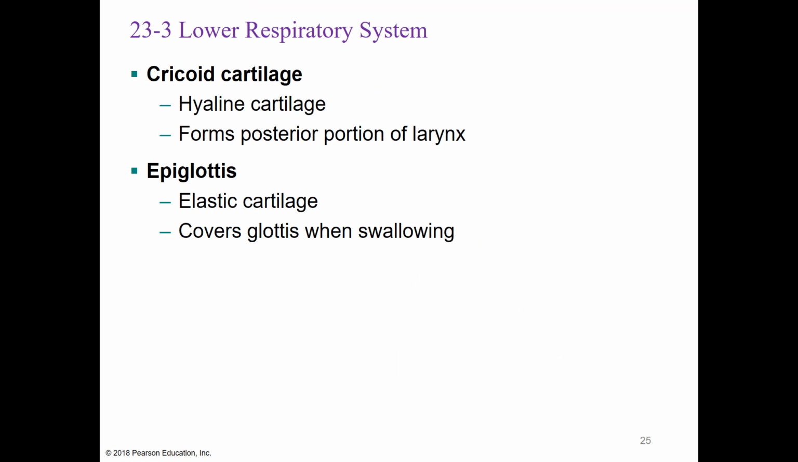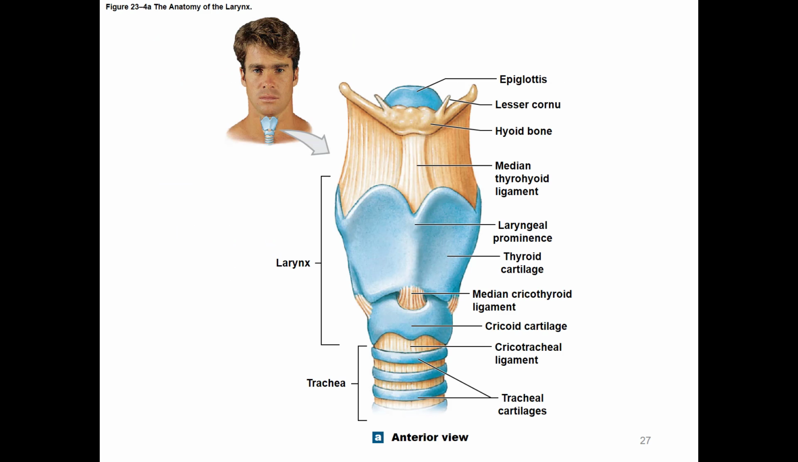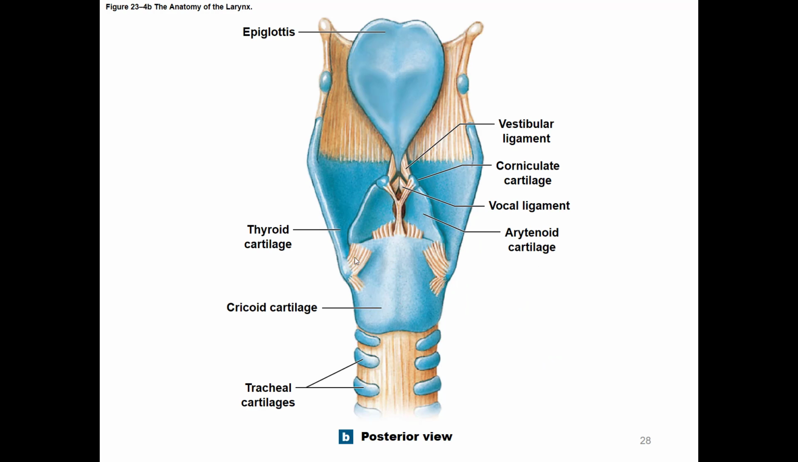Okay, and then we've got the cricoid cartilage, which is also hyaline. And it's going to form the posterior or the lowermost portion of the larynx. So here is the cricoid here, and it actually wraps all the way around to the back. So you can see the biggest part of the cricoid is in the back or posterior.